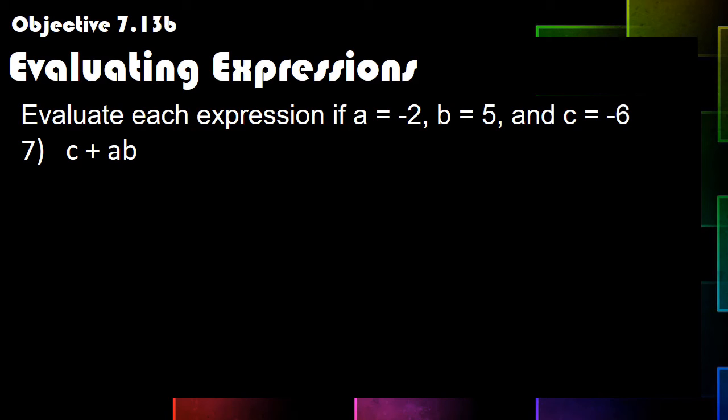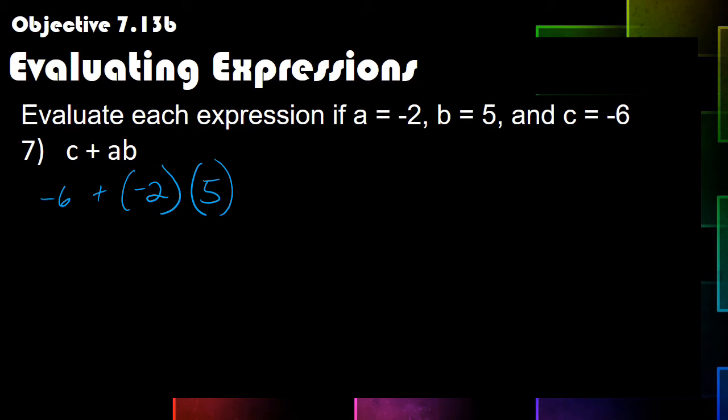So now we're going to go ahead and evaluate number 7. So 7 is just C plus A times B. Let's fill in our values here. C is negative 6 plus, and then A is negative 2. I always like to put these in parentheses so I can keep the negative signs nice and neat so I can see what's going on here. And B is equal to 5.